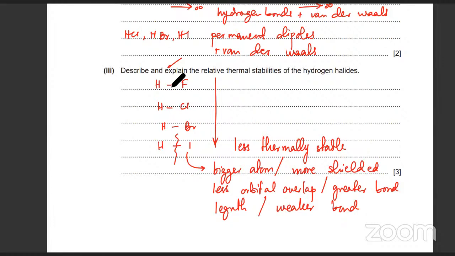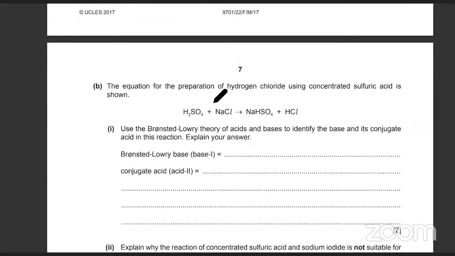Now, the next one is: the equation for the preparation of hydrogen chloride using concentrated sulfuric acid is shown. Use the Bronsted-Lowry theory. You just have to figure out which one is an acid and which one is a base. Over here you've got a Cl-1 ion, and over here you have HCl. That clearly shows that the Cl-1 has gained an H+1. So who's your base? Your Bronsted-Lowry base is Cl-1.